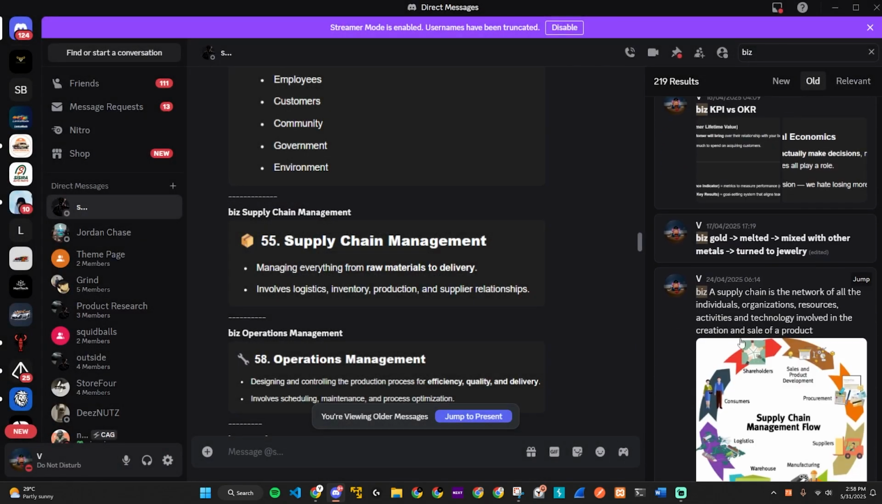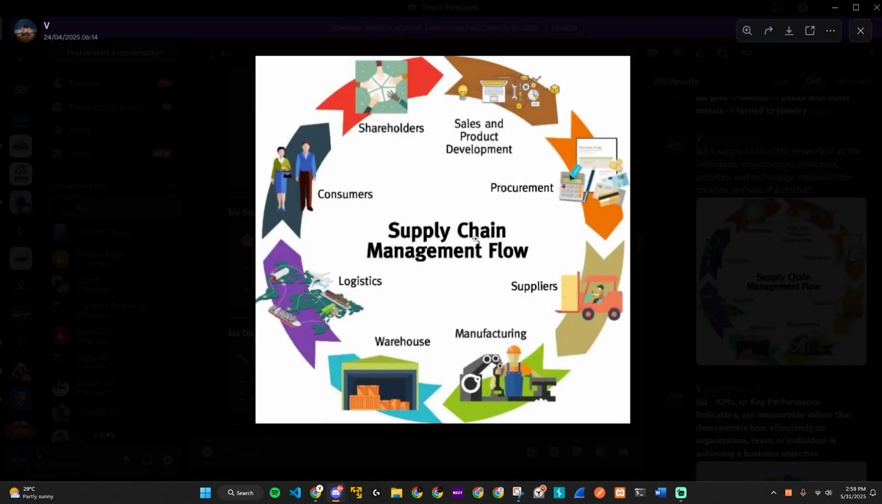So gold is melted, mixed with other metals, and turned into jewelry. Once again, supply chain management: sales and product development, procurement, suppliers, manufacturing, warehousing, logistics, and finally the consumers. And it goes into the shareholders' pockets. They invest back in the company. Something like that.